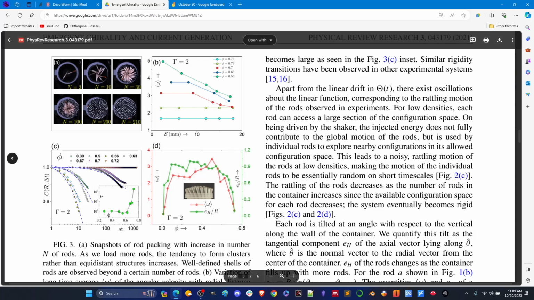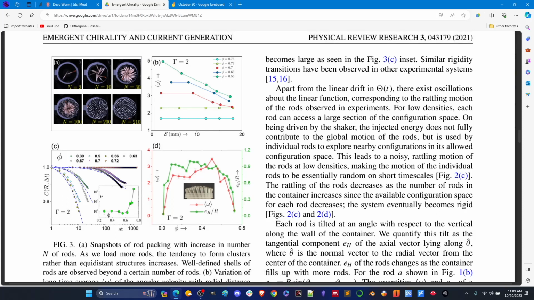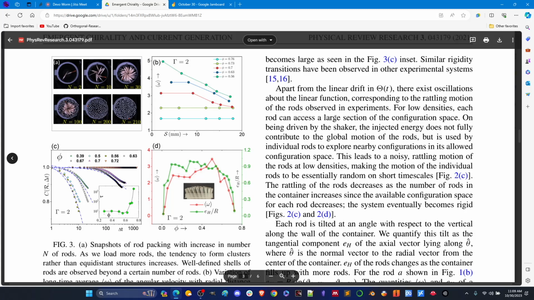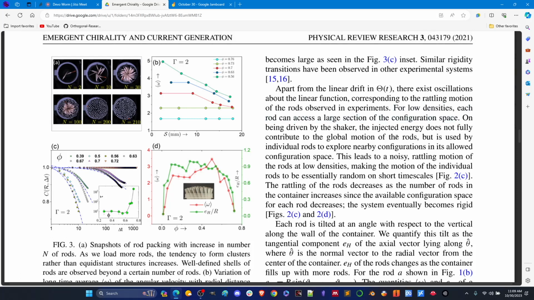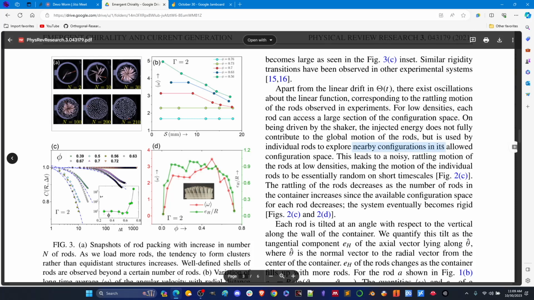So apart from the linear drift, there exist oscillations about the linear function corresponding to the rattling motion of the rods observed in experiments. For low densities, each rod can access a large section of the configuration space. So we know that for low densities, this rod can move around, and it can be configured in a number of different ways over the course of the shaking. On being driven by the shaker, the injected energy does not fully contribute to the global motion of the rods, but is used by individual rods to explore nearby configurations in its allowed configuration space.